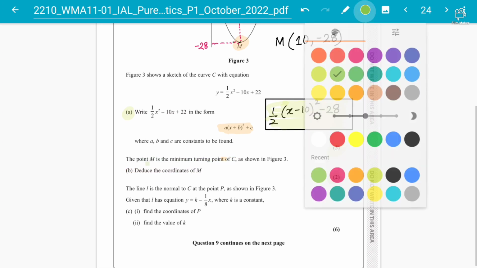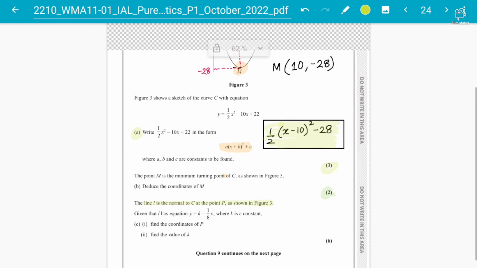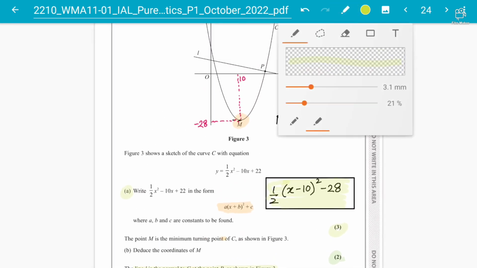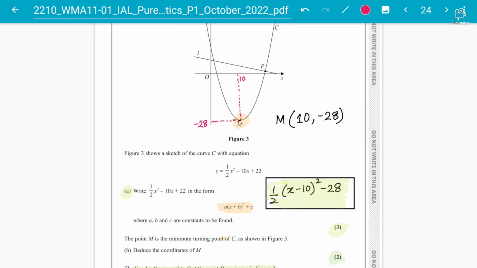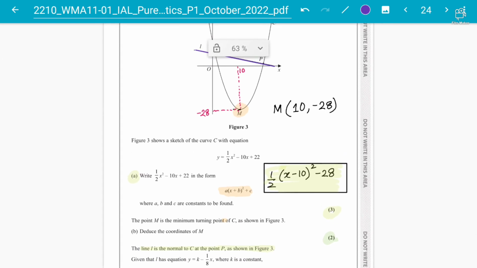Now, the next part is very, very important. I think that's the tricky question here. So it's going to be: the line L is the normal to C at the point P, okay? Let's look at the diagram, a very important diagram as well. So it mentions that there is this line L, students, that is the normal to C at the point P. So there's the curve that is C.